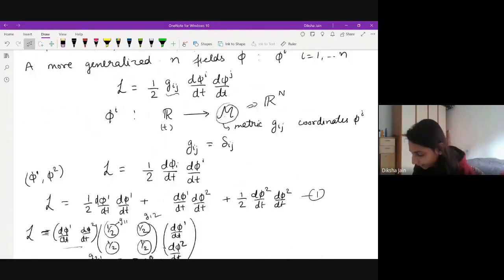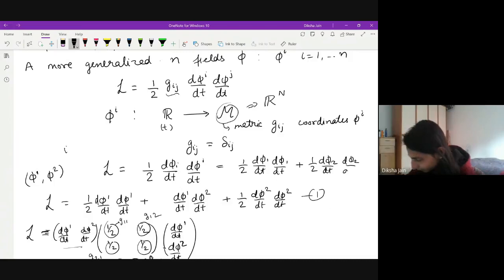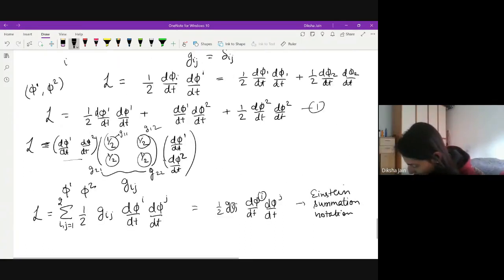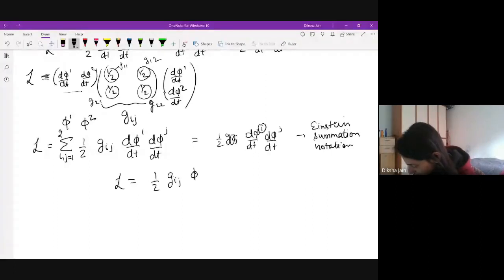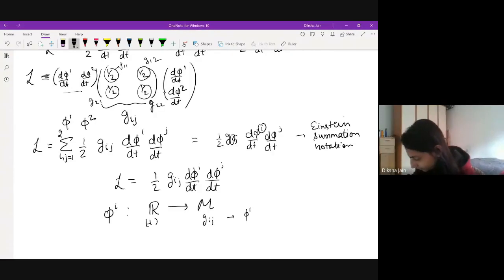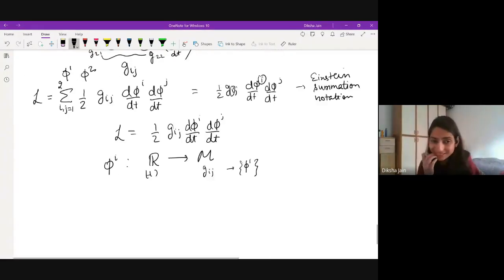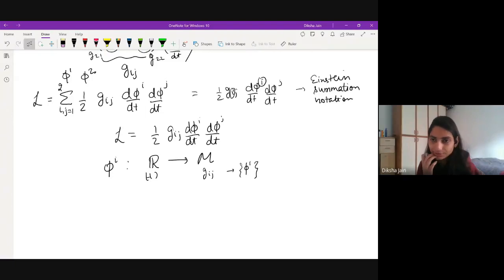Here, when I write it as I, this means the I index is contracted. So this Lagrangian, if I had only two fields, I will write as d phi1 by dt, d phi1 by dt when I is 1, and then when I is 2, this will be this. So if I write the Lagrangian as half G_ij d phi I by dt, d phi j by dt, this means my phi i's are a map from R, which is parameterized by t, to some other manifold M, which is parameterized by metric G_ij, and the coordinates of that metric are phi I. Is it clear? Any questions?